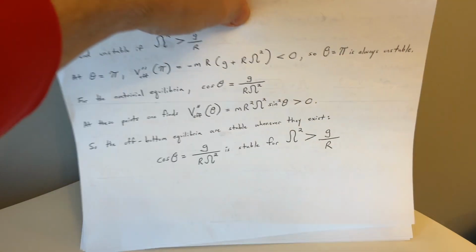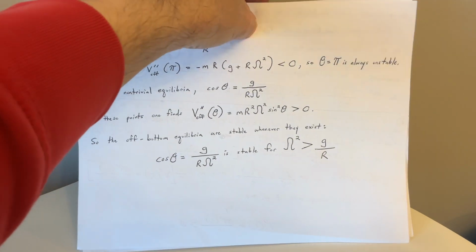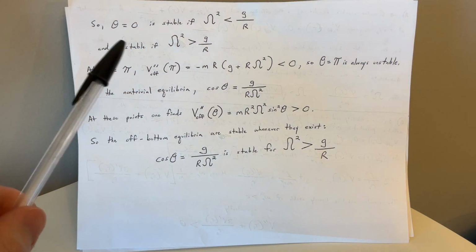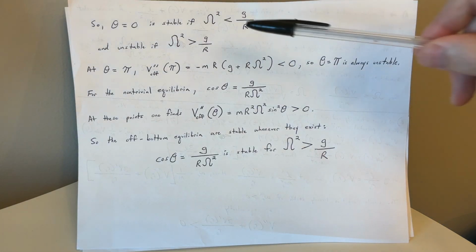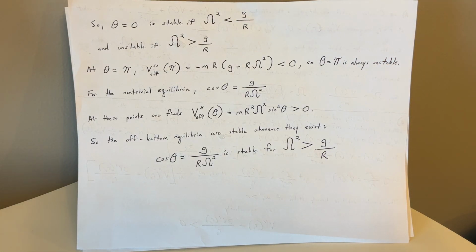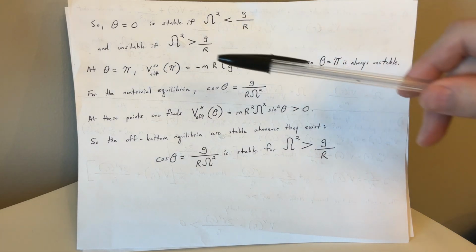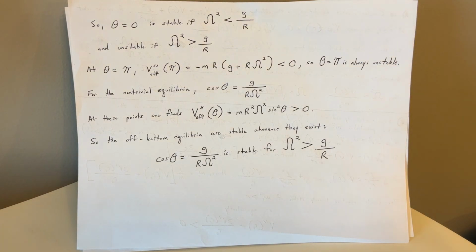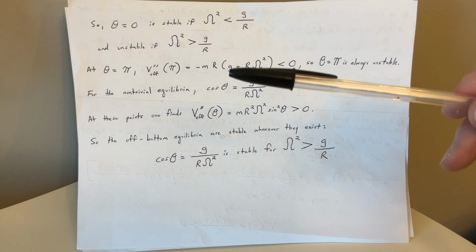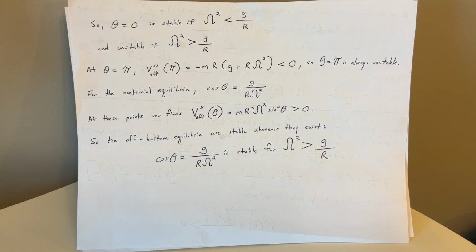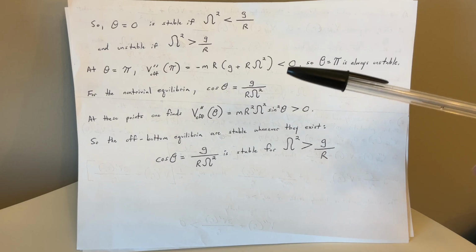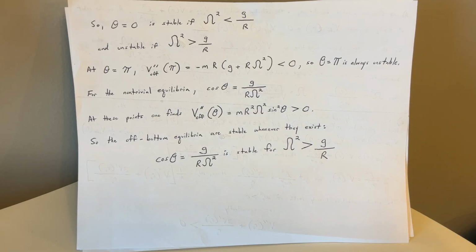And building on that, theta equals 0 is stable if omega squared is less than g over r, and unstable if omega squared is greater than g over r. And now at theta equals pi, V sub EFF double prime of pi equals negative mr times the quantity g plus r omega squared, and that's less than 0. So theta equals pi is always unstable.